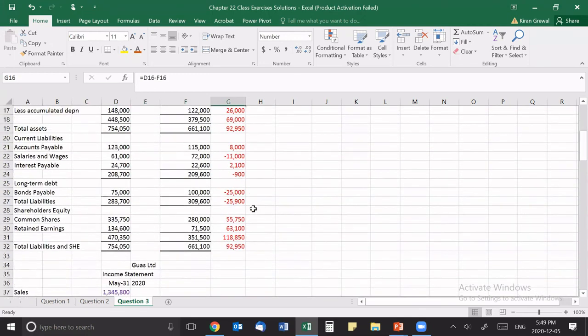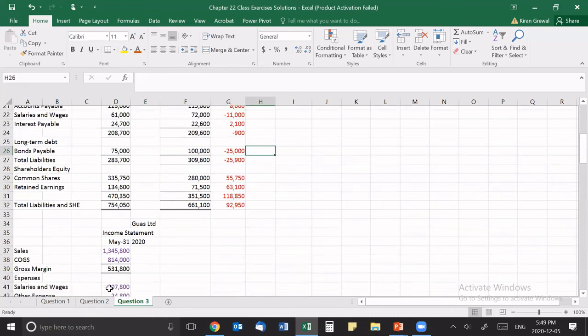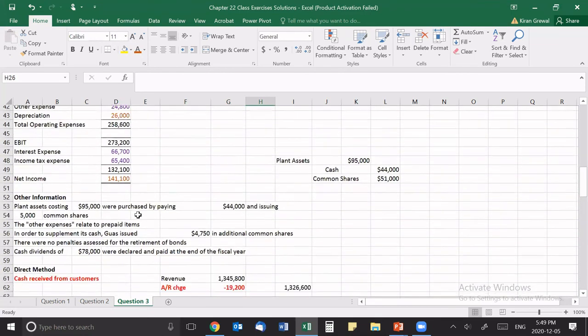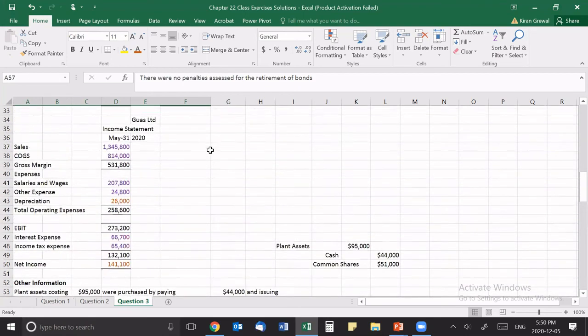Then let's go over to financing activities. For financing activities, we're looking at our long-term liabilities. So we have our bonds payable went down by 25,000, and then we have our shareholders' equity and retained earnings. Let's deal with the bonds payable first. If our bonds payable went down by 25,000, what would this mean? We know that there was a note about this. So it says there were no penalties assessed for the retirement of bonds. Okay, so that tells us that there was a retirement of bonds that happened.